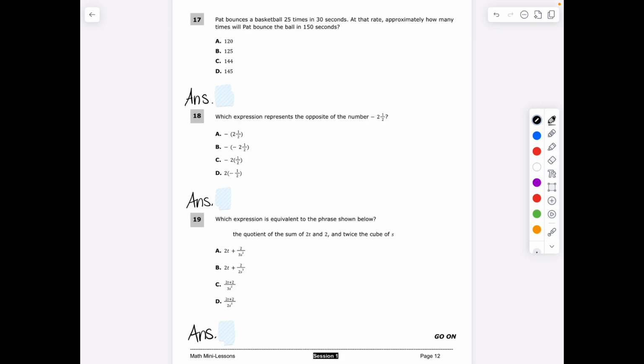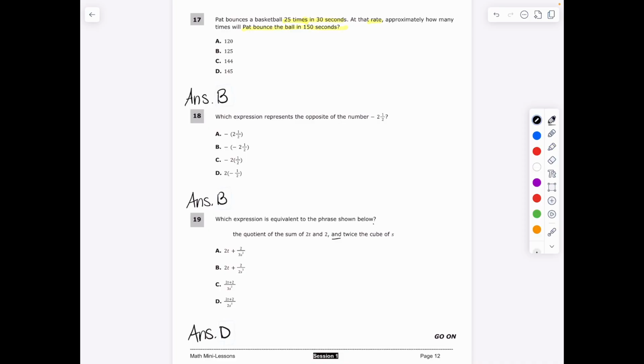All right, we're at page 12. So 17 is B, 18 is B, and 19 is D. We'll start off with 17. Pat bounces a basketball 24 times in 8 seconds. So it's definitely a ratio problem. And at that rate, how many times will Pat bounce the ball in 150 seconds?